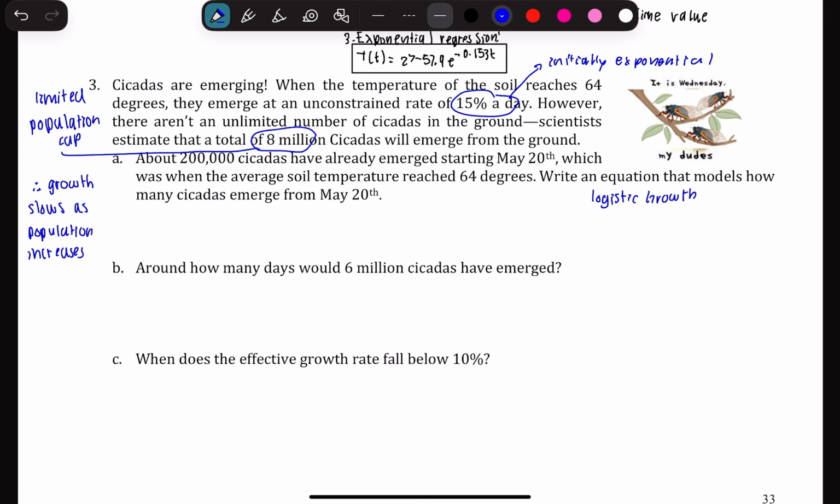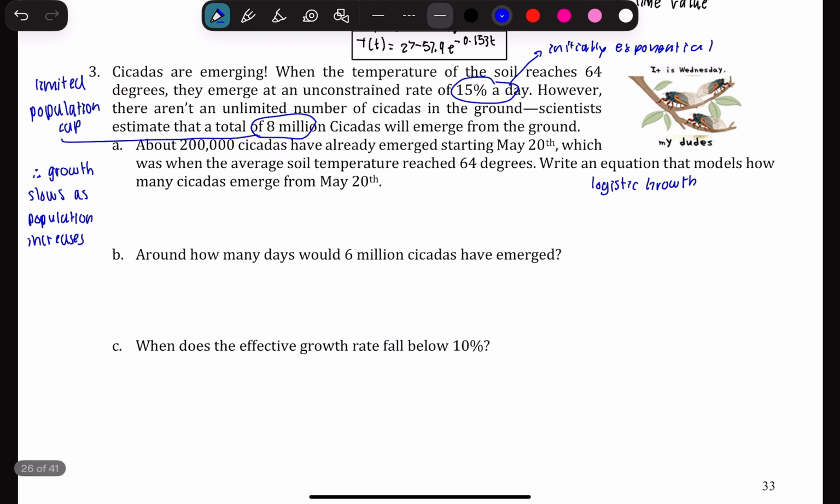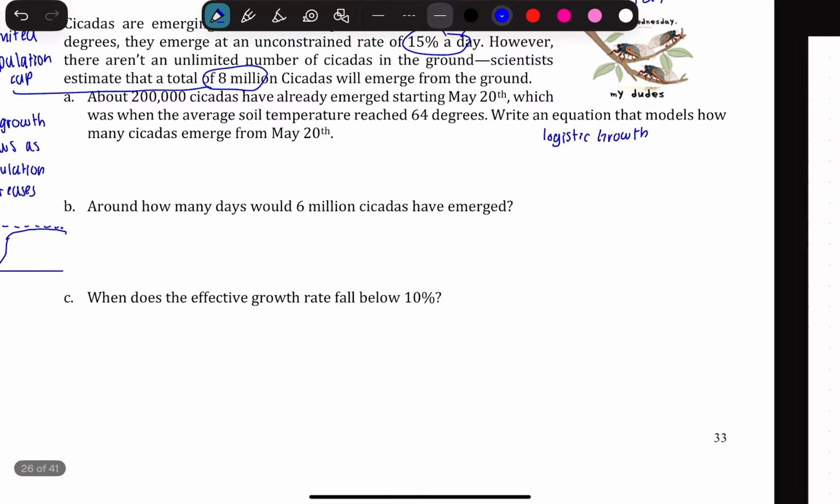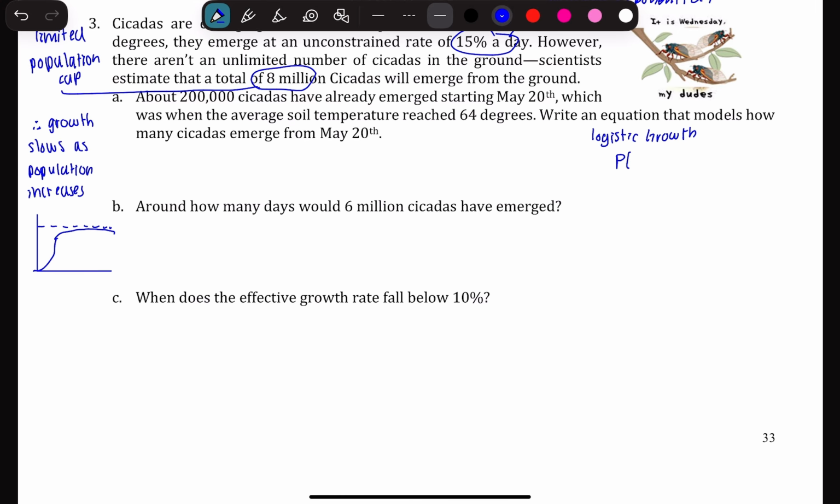And logistics are a special type of exponential function. It's similar to an exponential function, but slightly different. At first it looks like an exponential function, but then it curves off, and then there is an upper bound that it just approaches and never exceeds. So it's like an S. Now the general logistic model is P of t equal to L over 1 plus A times e to the power of negative kt.